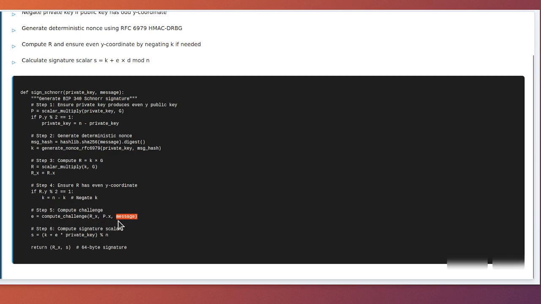Finally, we compute the signature scalar s using the formula s equals k plus e times d, all modulo n. The signature we return consists of the x-coordinate of R as a 32-byte value and s as a 32-byte value, giving us our 64-byte Schnorr signature. This signature is deterministic for a given private key and message combination, making it reproducible and testable.